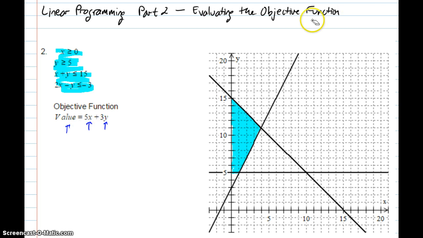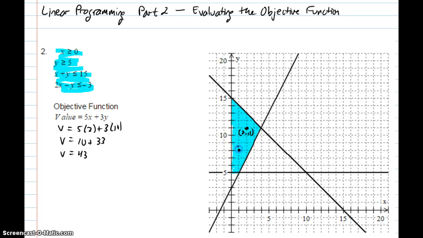So what we want to do is look at a point and pick any point in the feasible region. Let's pick this one right here. That's going to be 2, 11. And at 2, 11, the objective function value would be 5 times 2 plus 3 times 11. So the value would be 10 plus 33, which is 43. Here's the thing, depending on which point I pick, I can get different values for that objective function.